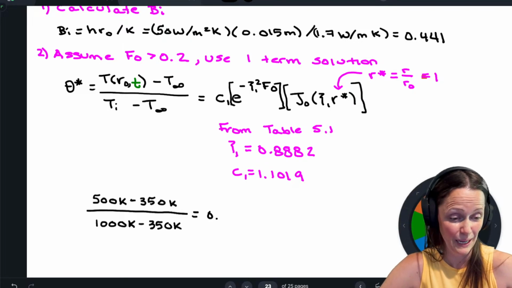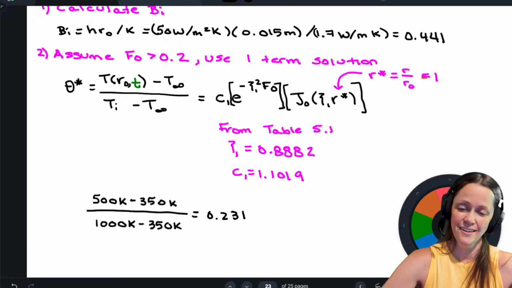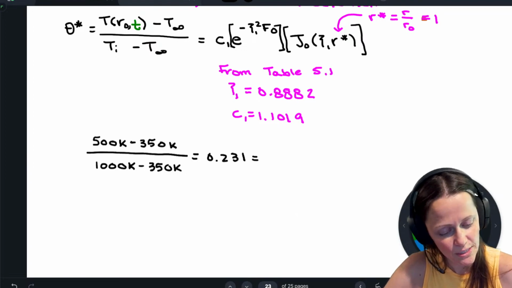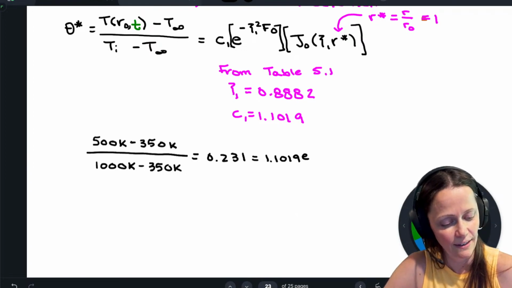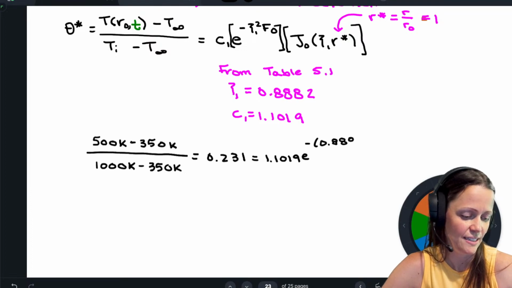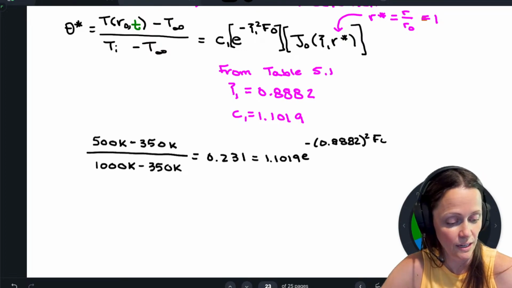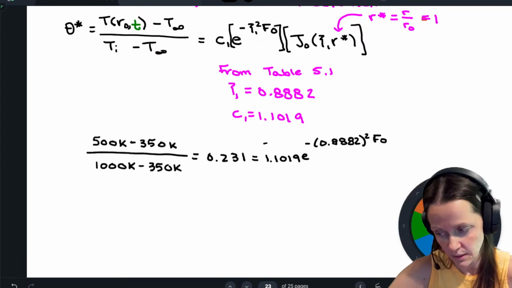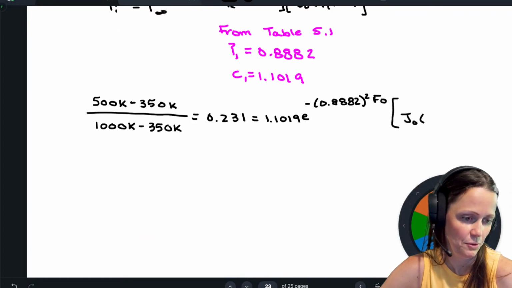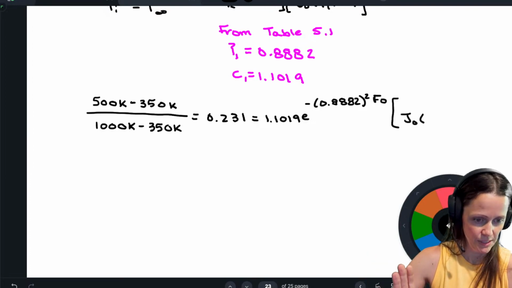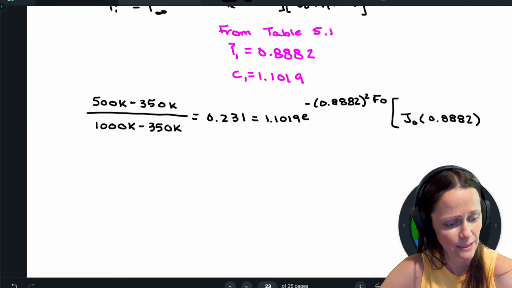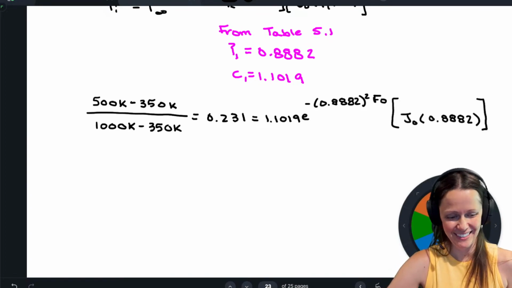All right, so this ends up being 0.231. And then I've got the other terms: 1.1019, and then e to the negative zeta squared, 0.8882 squared, times our Fourier number, times that Bessel function. So it's going to be zeta times 1, so 0.8882. Okay, perfect.